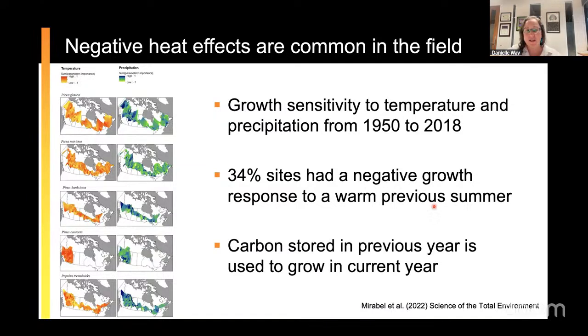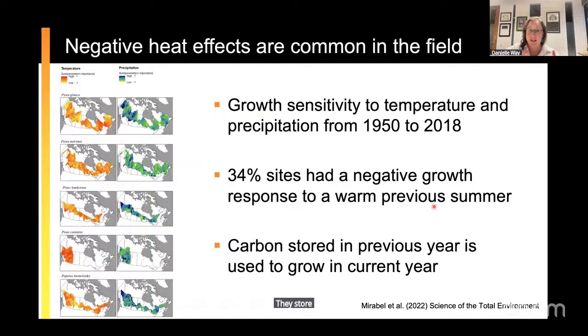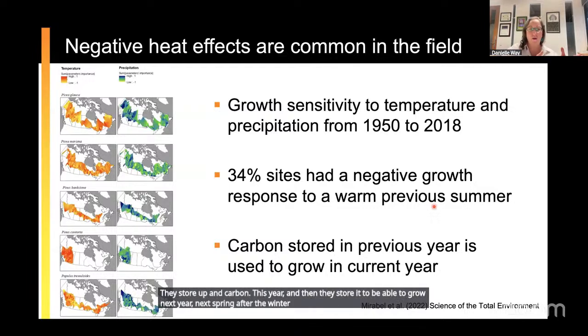And our hypothesis around this is really that in these trees that go completely dormant in the winter, they store up carbon this year, and then they store it to be able to grow next year, next spring after the winter. And so it's really the carbon storage that you accumulate in year one that allows you to grow well in year two.